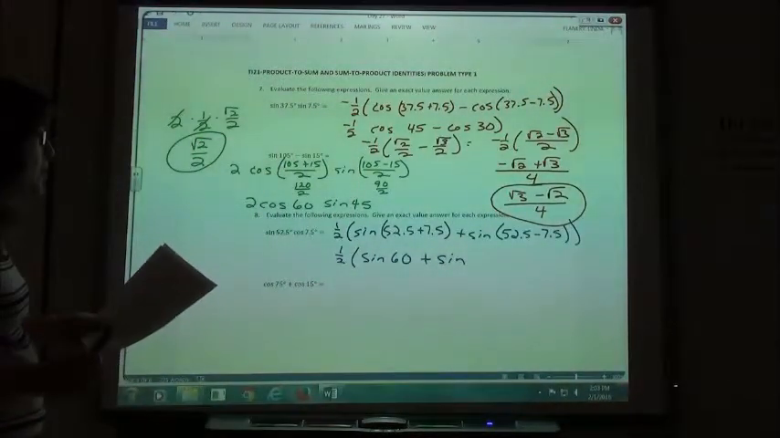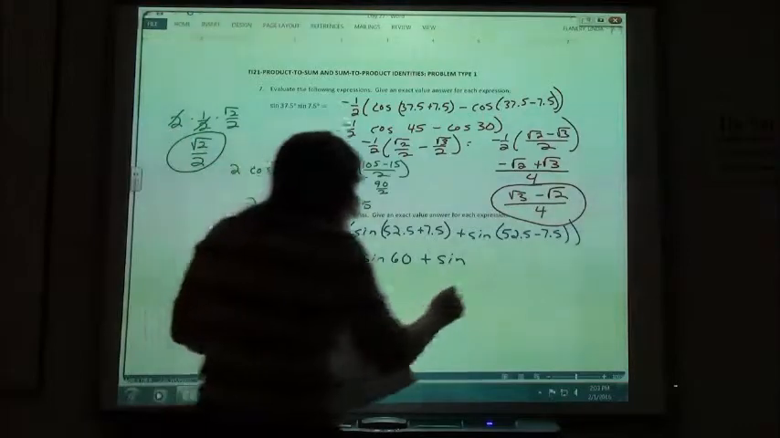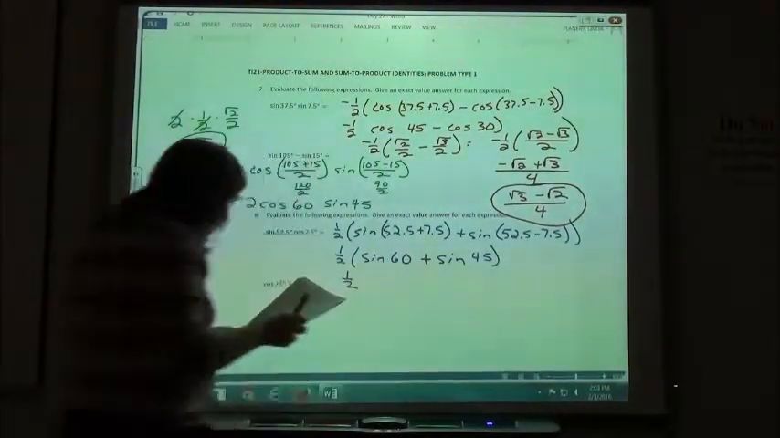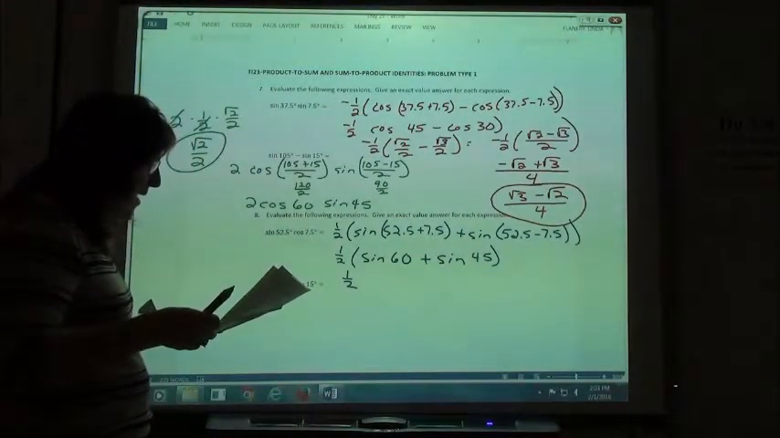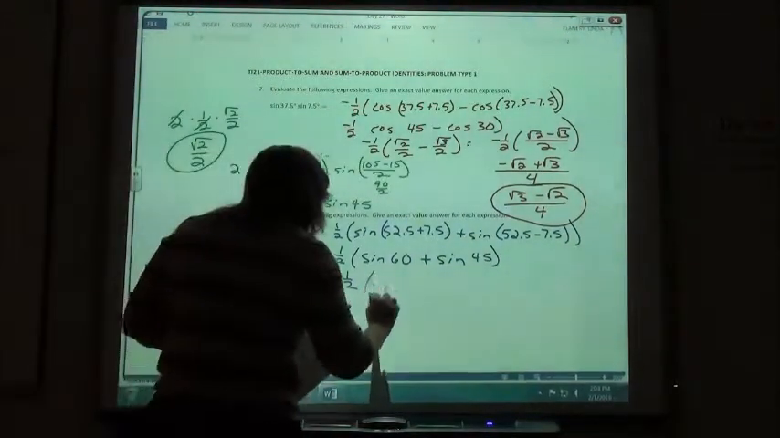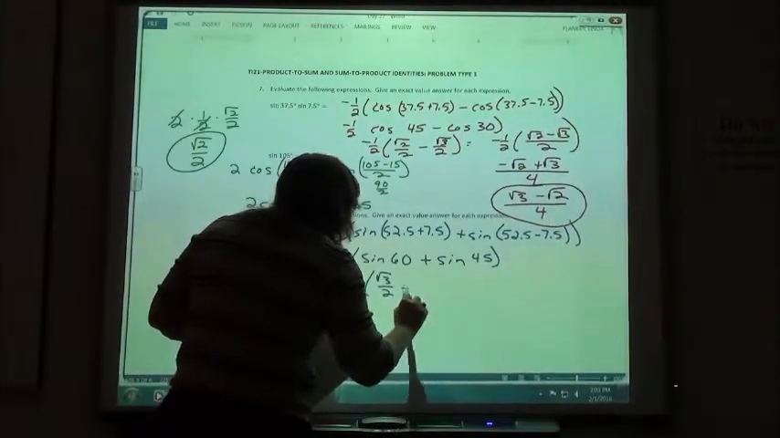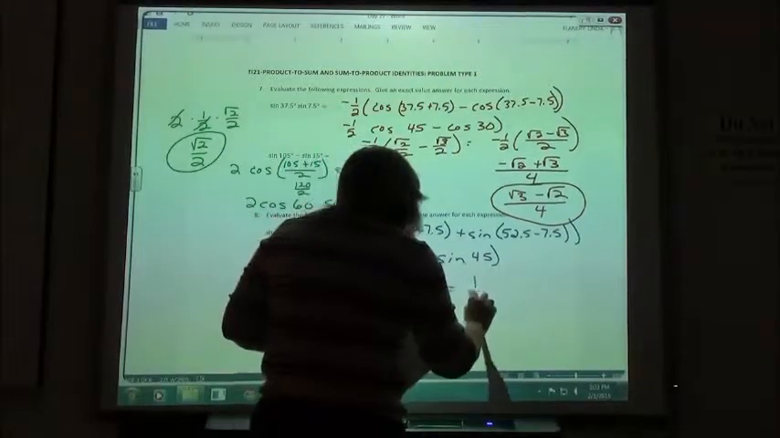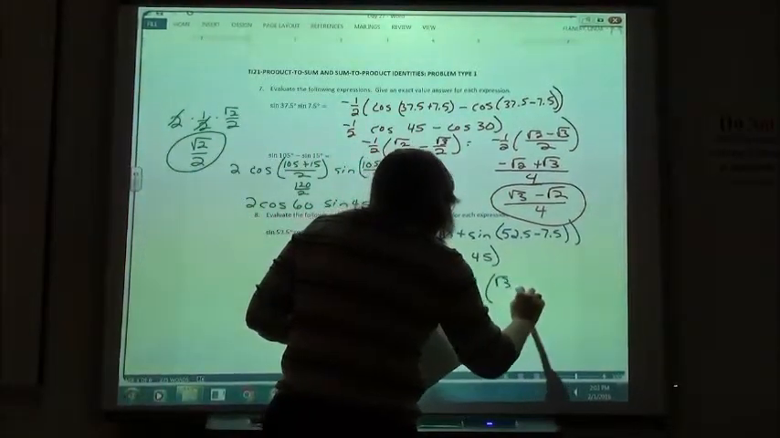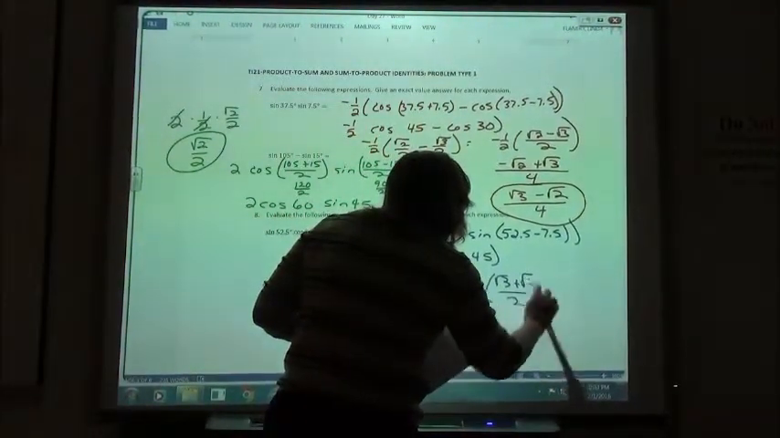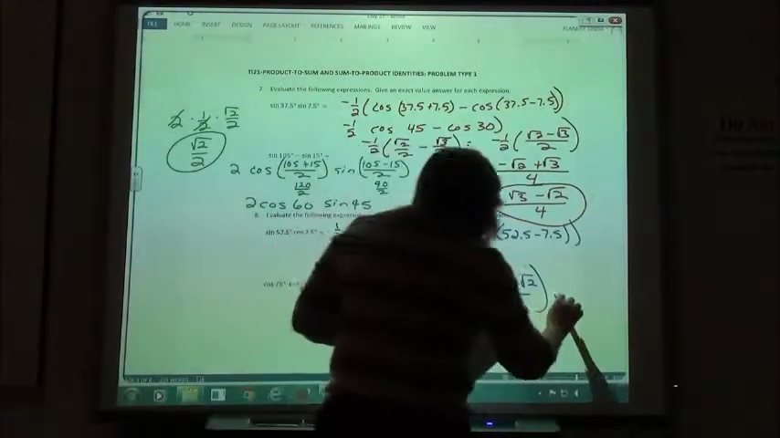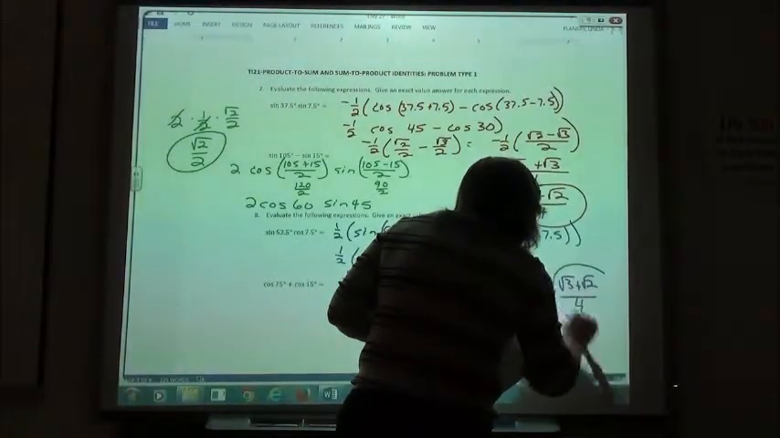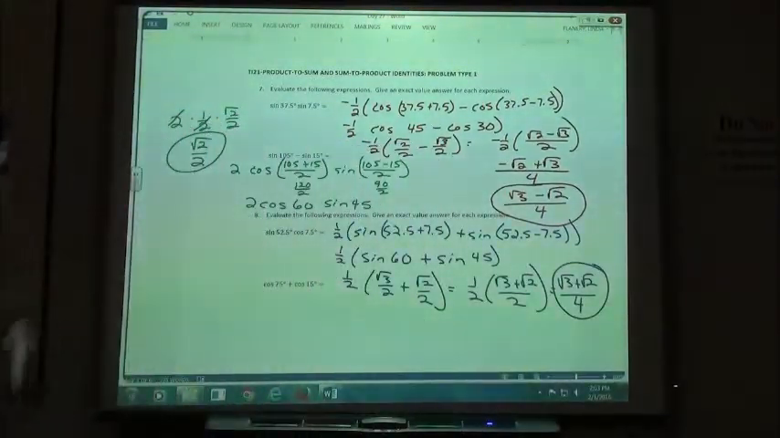And then 52.5 minus 7.5 would be 45. So 1/2, the sine of 60, if I look that up, is the square root of 3 over 2. The sine of 45 is the square root of 2 over 2. So I have 1/2 times square root of 3 plus square root of 2 over 2. Multiplying that out, I end up with square root of 3 plus square root of 2 over 4. Didn't have the negative on that one to worry about.